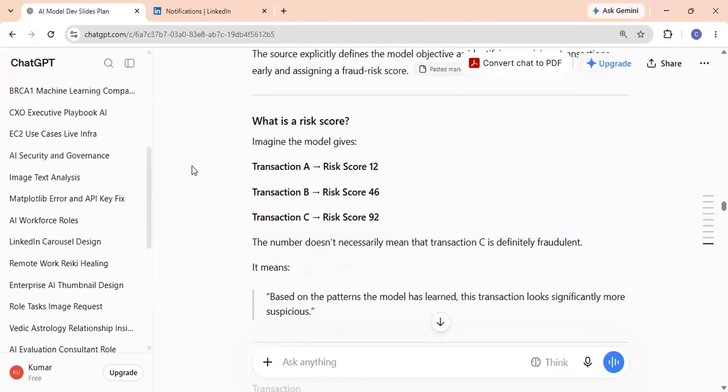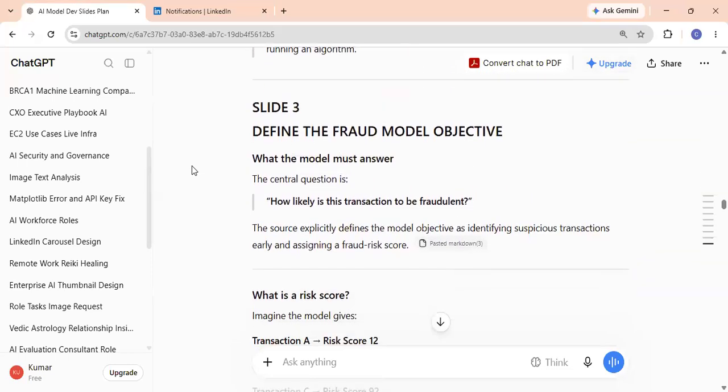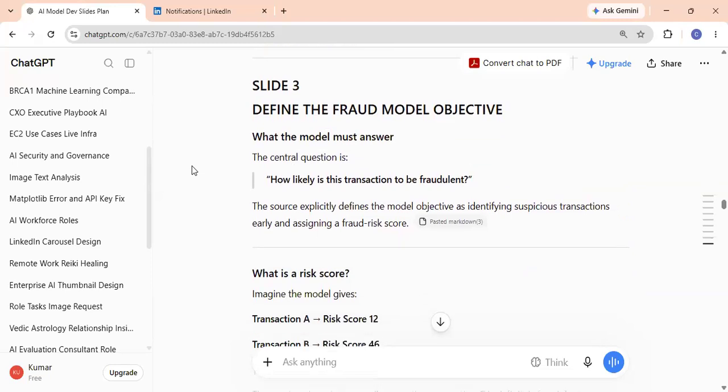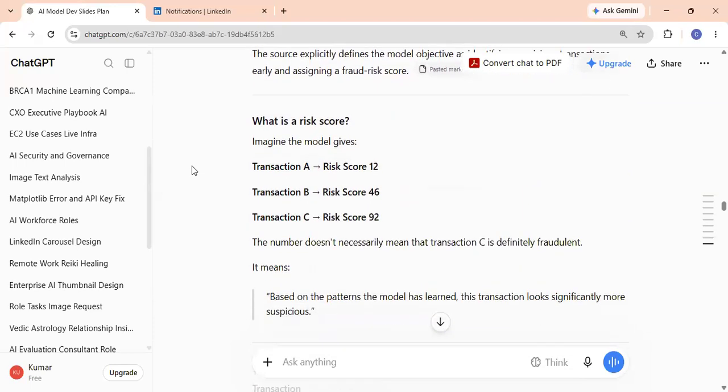So what is the risk score? Imagine the model gives transaction A a risk score 12, transaction B score 46, transaction C score 96. Now you compare the explanation of this particular prompt script and the previous prompt script for this particular slide. You are identifying the difference? Bharat, you need to answer. Yes, sir. How it is elaborated here.